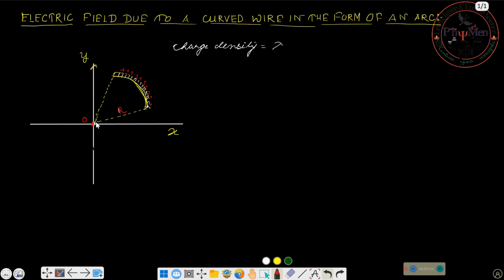We'll take one element. Since this is continuous, we'll take one element here at an angle theta from the x-axis.